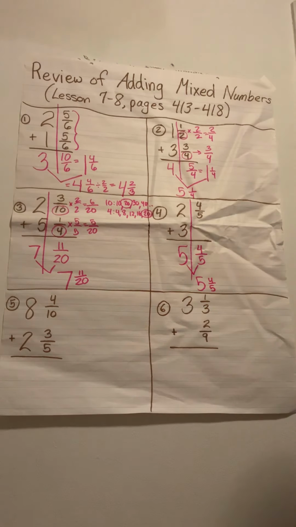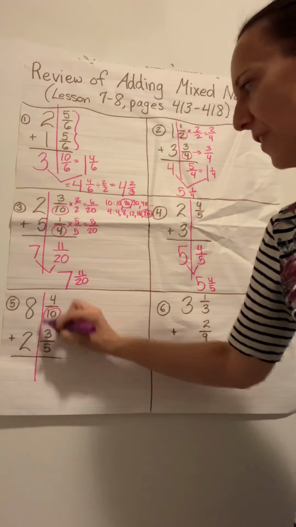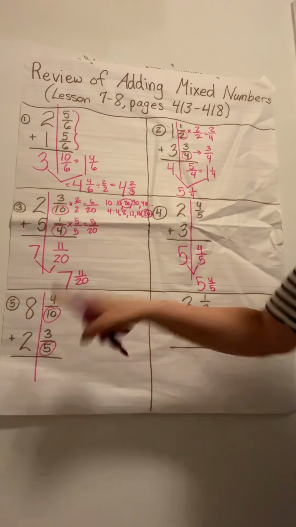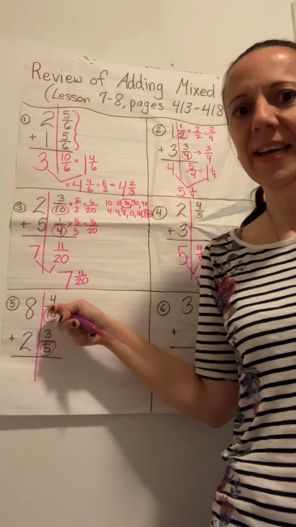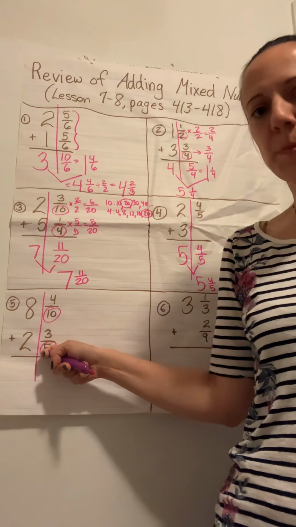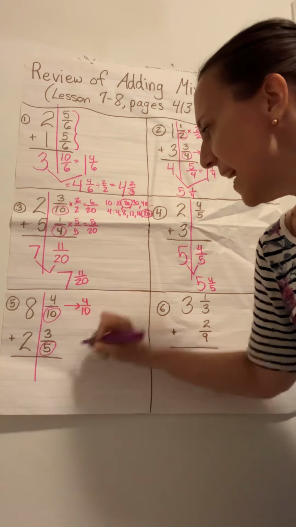Okay, I want to go over here and follow my same steps. I've got 10, I've got 5. They are not alike. I need a common denominator. Oh, look, I lucked out. 10 is a multiple of 5. So I can keep the 4 tenths the same.